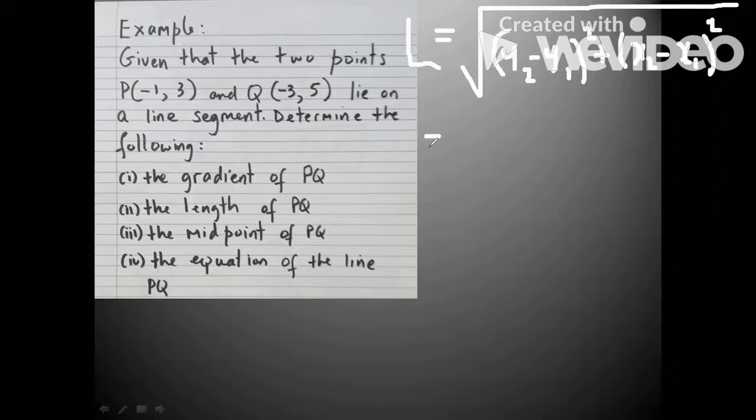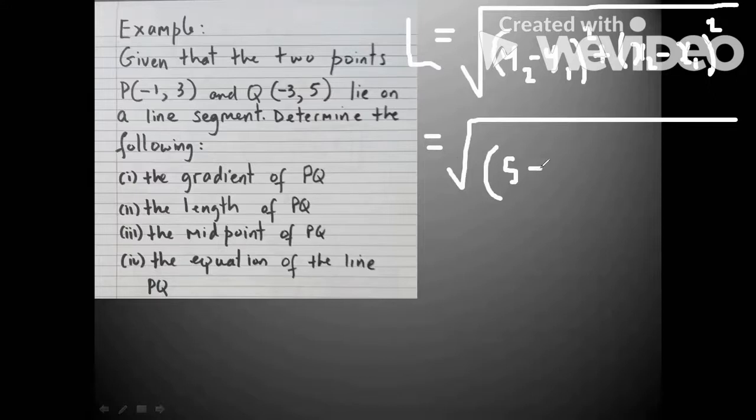All right. So y2 is still 5. Oh, by the way, remember, you can actually write x2 minus x1 and y2. It doesn't matter which one you want to write first, yeah? So y2 minus y1, that's going to be 5 subtract 3 square. Remember the plus. x2 is -3 subtract 1 square.